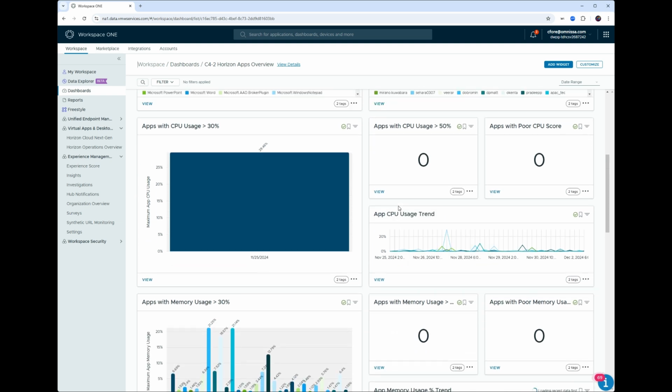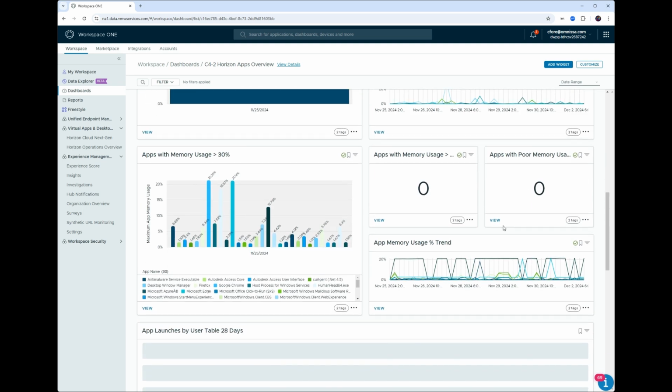So just some examples of types of questions we can answer. Are there applications with greater than 30% CPU? How many are greater than 50? How many have poor CPU scores? Maybe I want to trend which applications have the most CPU globally over time. That could be important information to know.